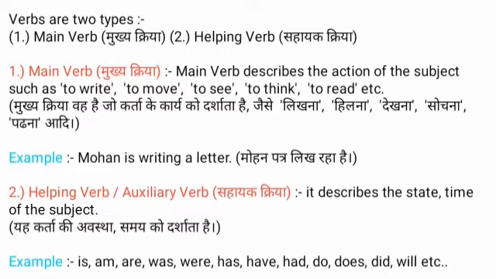Number 2, helping verb, which is also called auxiliary verb. It describes the state and time of the subject. For example, is, am, are, was, were, has, have, had, do, does, did, will, etc.